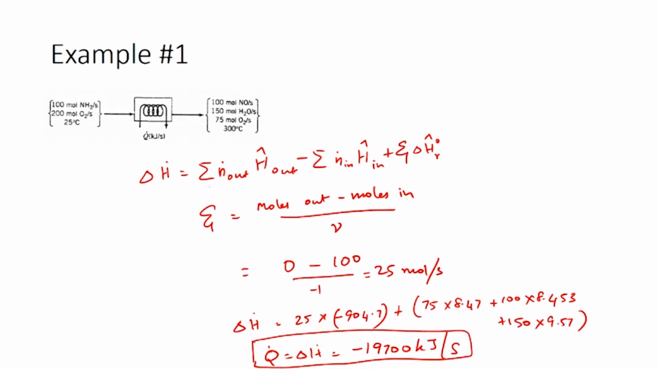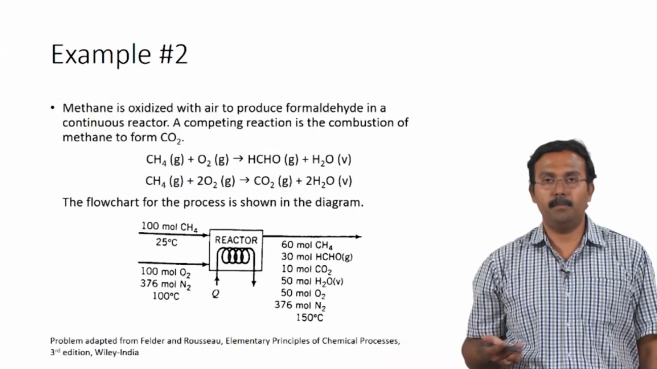Let us look at one more example where we would actually be using the heat of formation method, because there are going to be two reactions which are happening simultaneously. You are going to have the next example where you have two reactions which are happening simultaneously and the heat of reactions have not been explicitly given. So, we would use the heat of formation method.